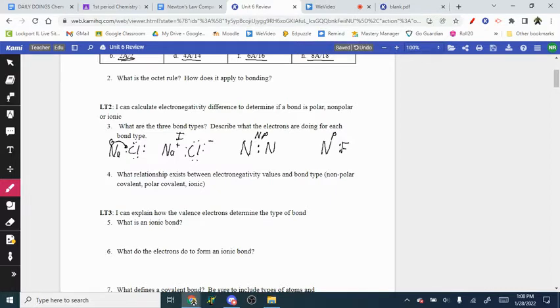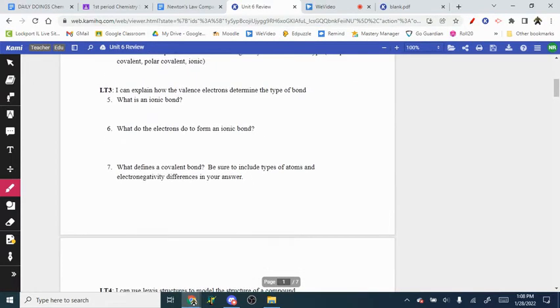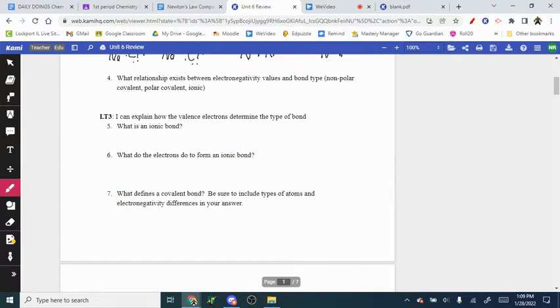What relationship exists between electronegativity values and bond type? Okay, so when we have a large difference in electronegativity values, that is more of an ionic bond or a polar bond. If we have a small difference in electronegativities, that is going to be a nonpolar bond. Okay, so valence electrons determine the type of bond. So an ionic bond, we kind of already said that, but an ionic bond is when you have electrons that get transferred between elements as opposed to being shared between elements.